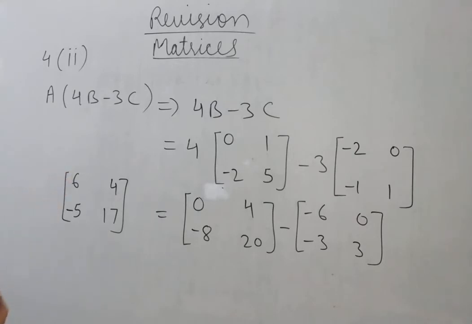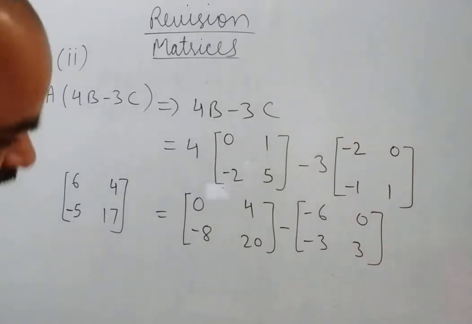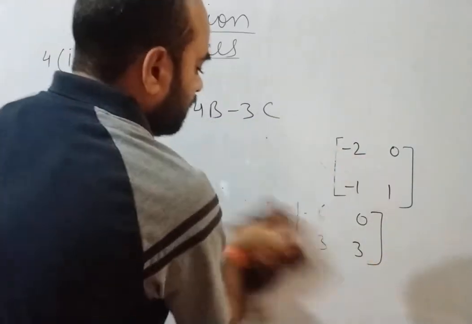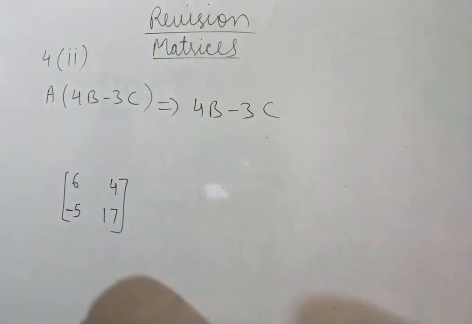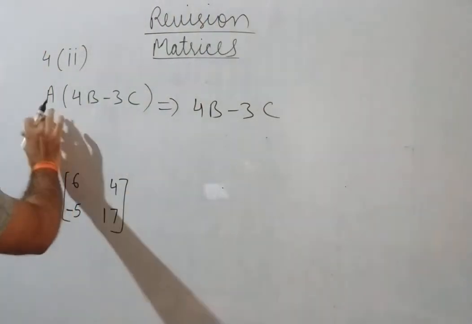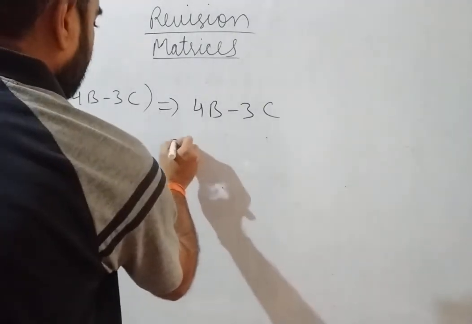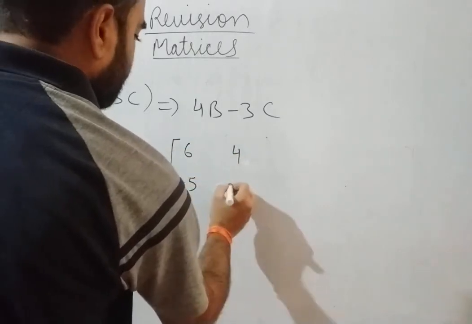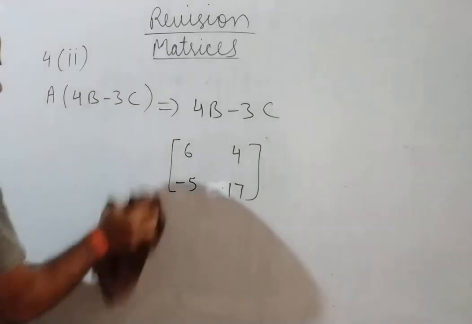Clear? 0 minus minus, 4 minus 0, minus 8 plus 3, 20 minus 0. This is the 4B minus 3C matrix. Now we have to find what? So now we have to find this matrix. So this is 4B minus 3C: 6, 4, minus 5, 17. This is 4B minus 3C.